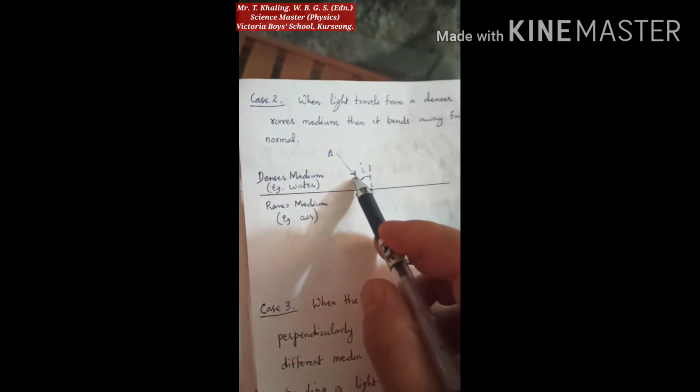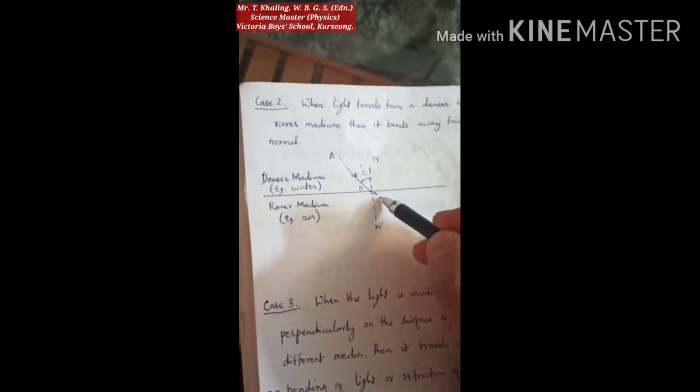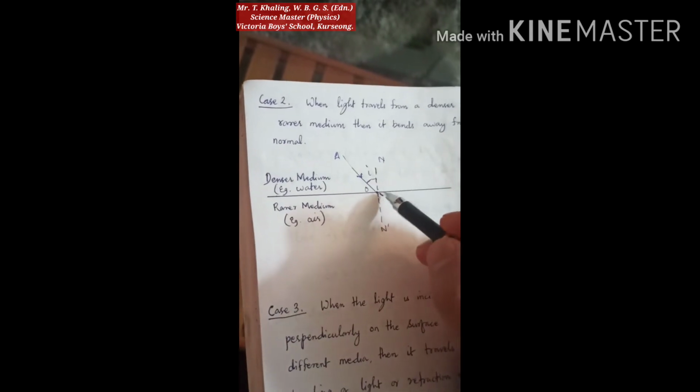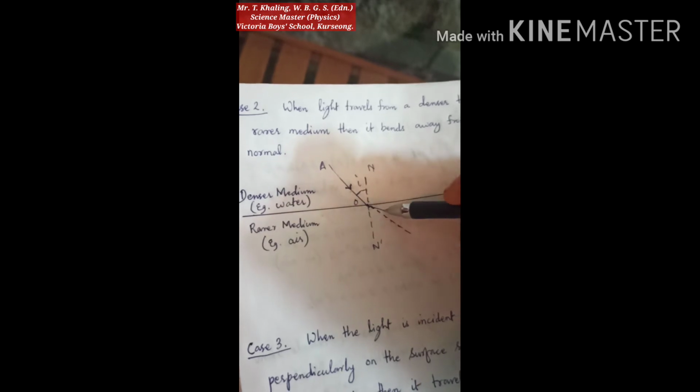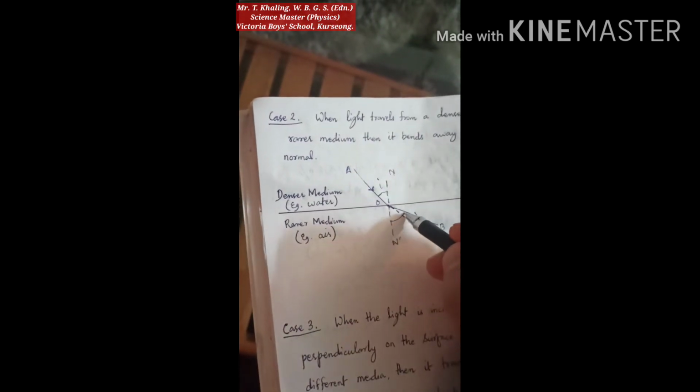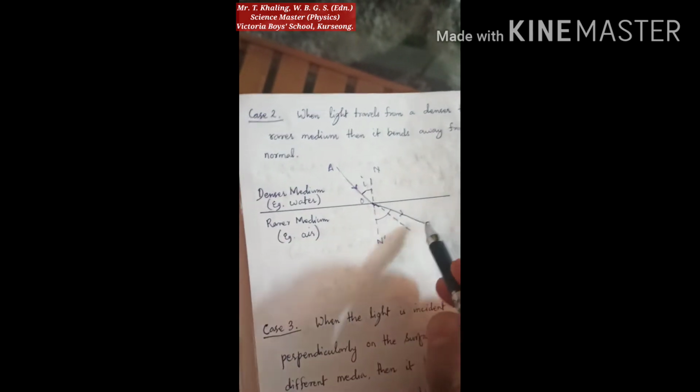Now you know this is the angle of incidence, the angle between the incident ray and the normal. I'll name the normal as N dash. If we had a single medium only, the light would have traveled in a straight line path like this. Now here, as light is moving from denser medium to rarer medium, instead of bending towards the normal, it bends away from the normal like this. So here you have OB as the refracted ray, and this angle is the angle of refraction.